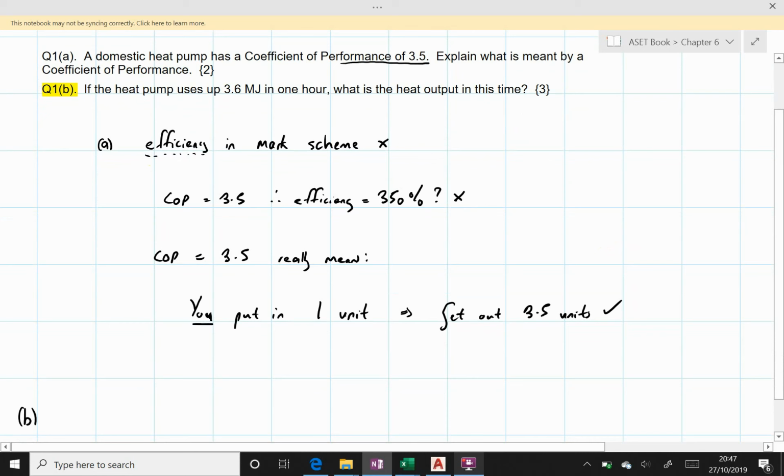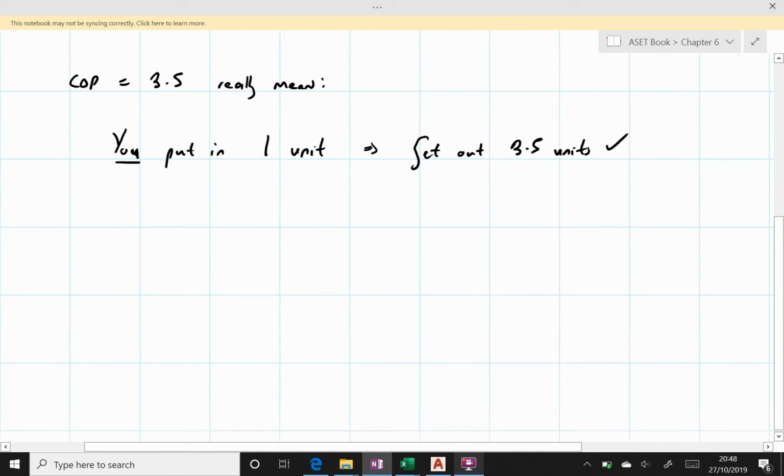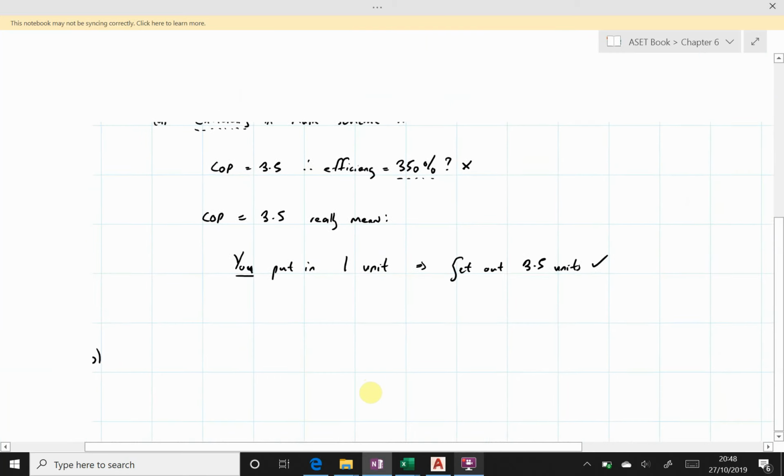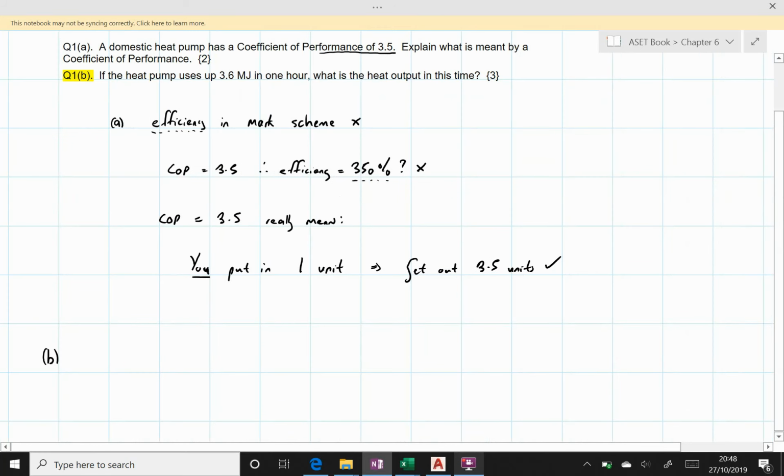That's wrong, because a COP of 3.5, when transferred into percentage, as is traditionally done with efficiency, would give you 350%. Nothing can have an efficiency greater than 100%, and this is indeed incorrect physics. Now, what the COP really means of 3.5 is you put in 1 unit of electrical energy for your compressor, and they run the little electrical pump, and you get 3.5 units out. But that is not a representation of efficiency.